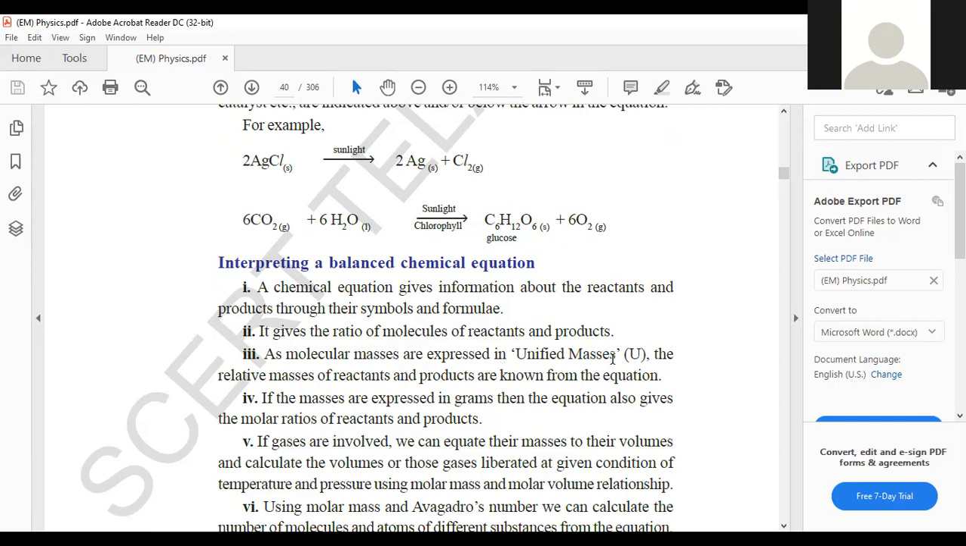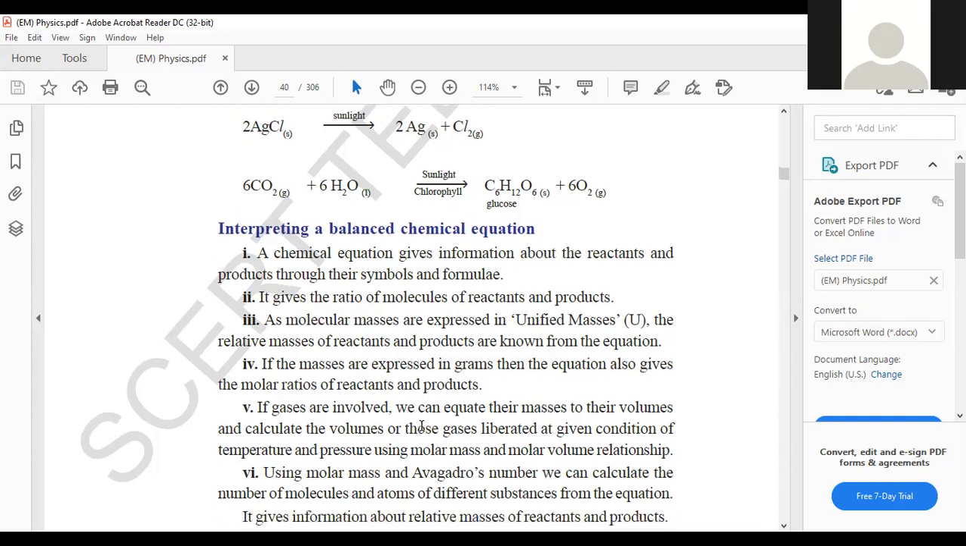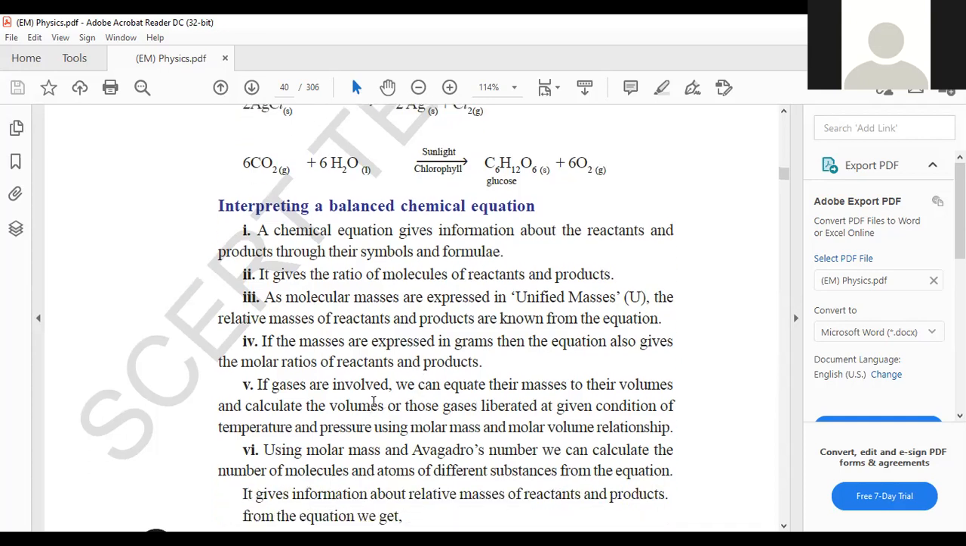That ratio is also given by the chemical equation. Unified mass is also used for representation of a chemical equation. What is the mass of the starting material? What is the mass of product formed in this reaction can be predicted. The masses are expressed in grams. It also gives the molar ratio of reactants and products. On both sides, you can go with gram molecular weight of reactants and products. In that way also it will be represented.